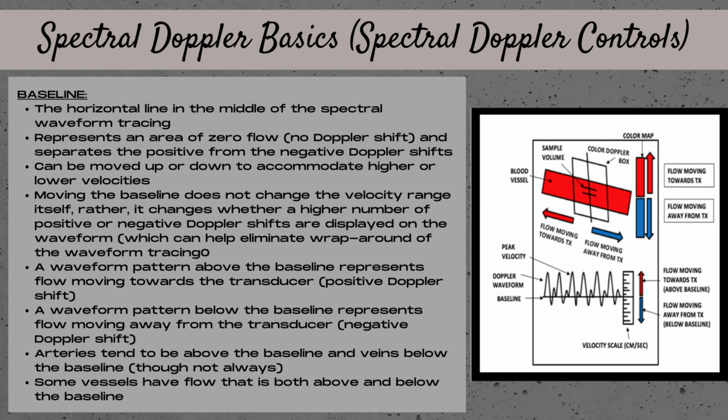With spectral Doppler, arteries tend to be above the baseline and veins below the baseline, though not always, and a representative vessel that doesn't follow the rules is the portal vein. Portal vein flow, even though it's venous flow, moves into the liver, so the flow is above the baseline and a positive Doppler shift, even though it's venous flow. And also a thing to note is that some vessels have flow that is both above and below the baseline.